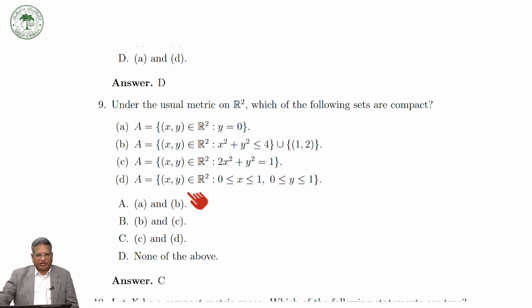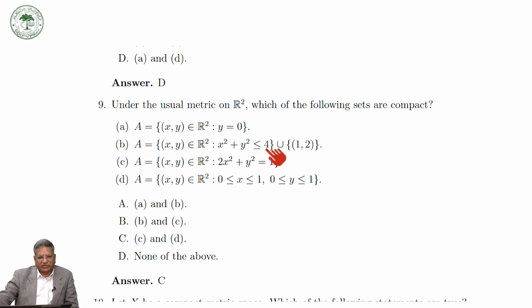Okay, so take the next example MCQ. Under the usual metric on R2, which of the following sets are compact? So here you have this one. This set is not closed because you are considering only y is equal to 0. If you take a point, it is the center of some open ball, so this is not closed.